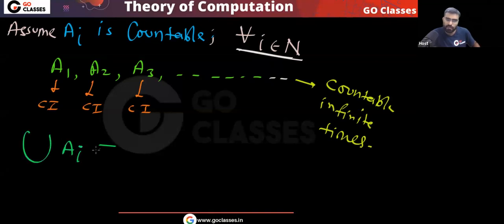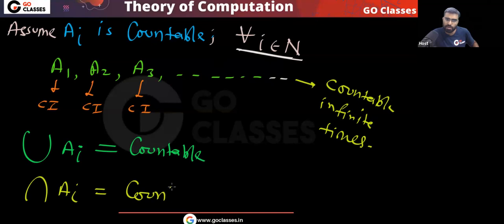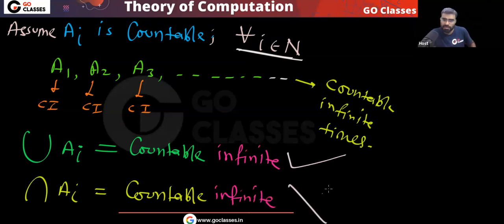That also will be countable, right? And what will be their intersection? The intersection of Ai also will be countable. Now, something interesting you have to remember. Here I can say countably infinite also. But in the intersection, can I say countably infinite? See, this is correct, but this will be wrong.